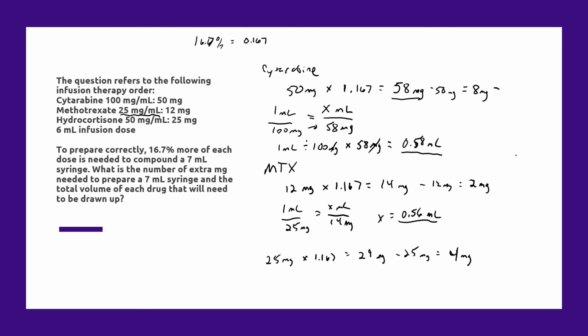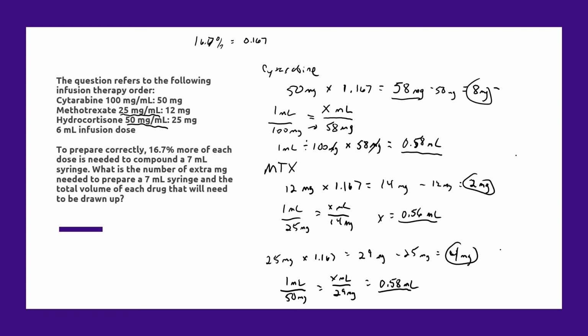And then to figure out the volume, again, we set up our proportion. So how many milliliters are we going to need to get 29 milligrams when our known concentration of hydrocortisone is 50 milligrams per milliliter? So we'll go ahead and solve this. 1 divided by 50 times 29 equals 0.58 milliliters of hydrocortisone. So we have all of our answers here that they asked for.